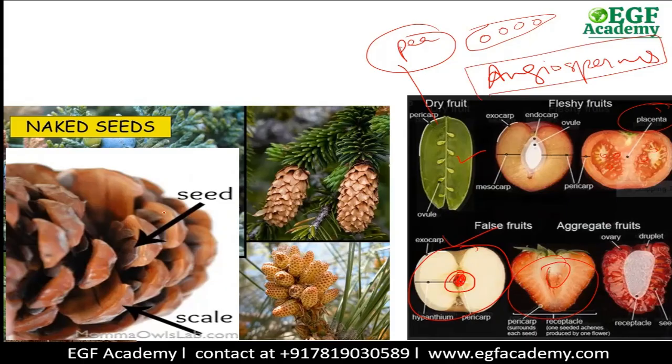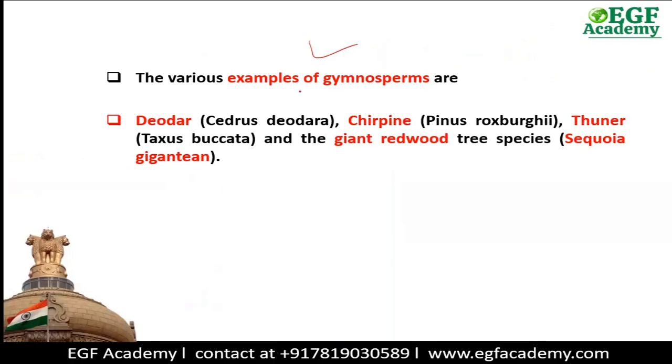And the seeds which are without any fruit, they are called gymnosperms. Here you can see these are the seeds. These are all seeds. So these are gymnosperms. Now we can see the examples of gymnosperms.